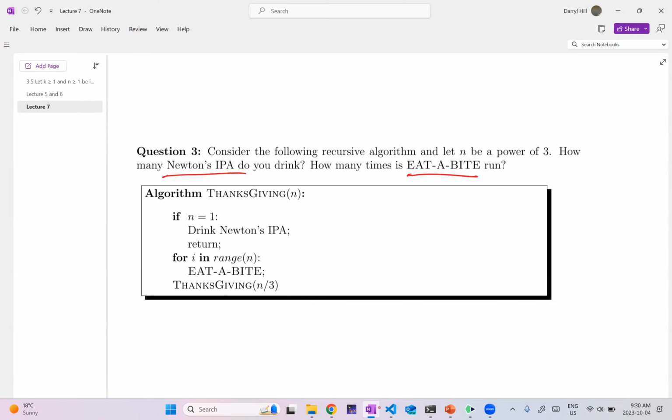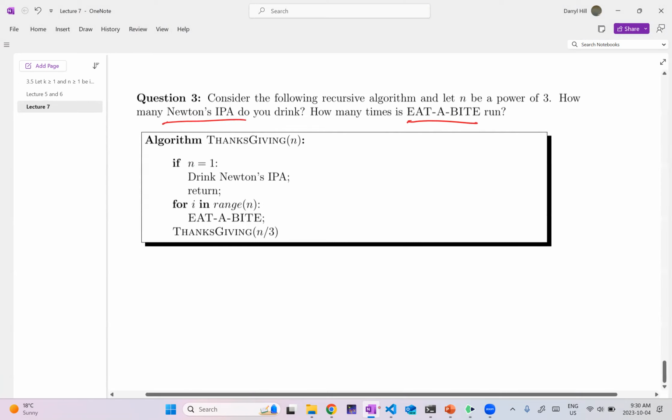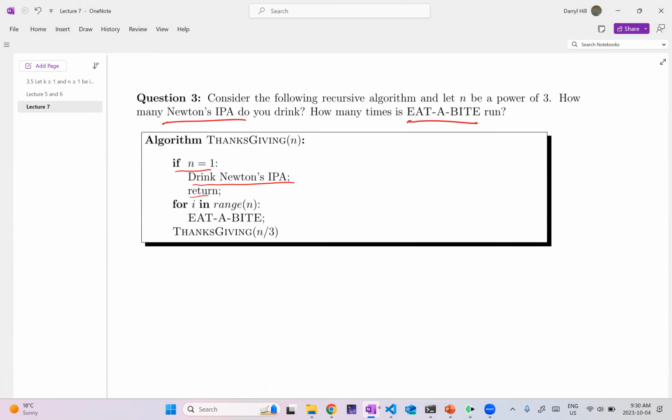If I visualize this as a recursion tree, when n equals 1, I drink a Newton's IPA and I return. So my base case is n equal to 1. Otherwise, I make a single recursive call to Thanksgiving on a value a third of the size. And I'm going to assume that n is a power of 3. So how many Newton's IPA do we drink in this algorithm?